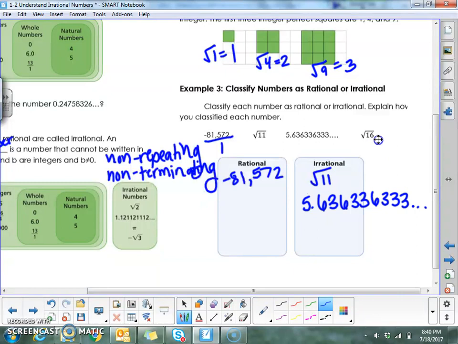And finally, the square root of 16. This is a perfect square. It's 4. And since this can be written as a rational number or a whole number or an integer, the square root of 16 is going to be rational. And that's how you classify rational and irrational numbers.